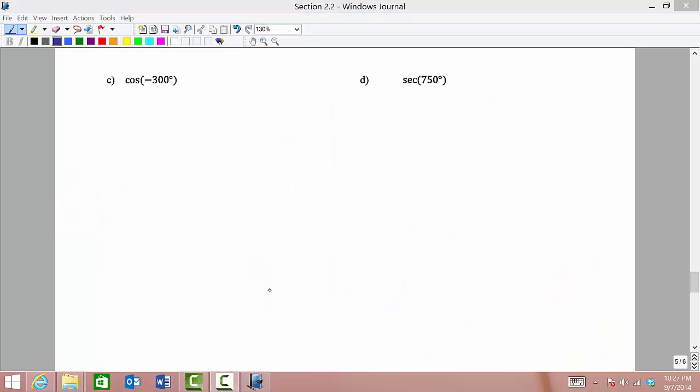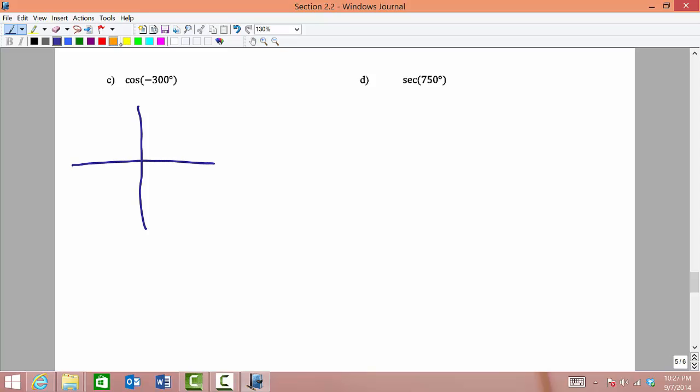Part C, we want to find the cosine of negative 300 degrees. So we need to know two things. I need to know what quadrant and what the reference angle is. So let's graph negative 300 degrees. I'm going in the negative direction. Negative 300 degrees.